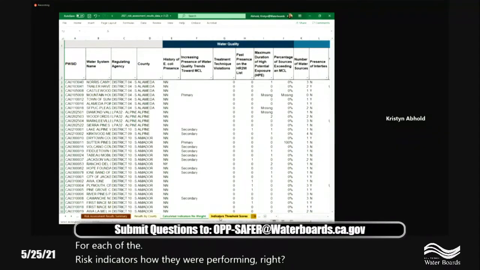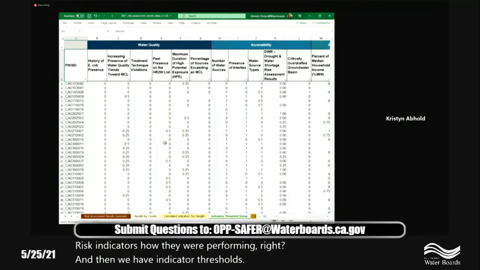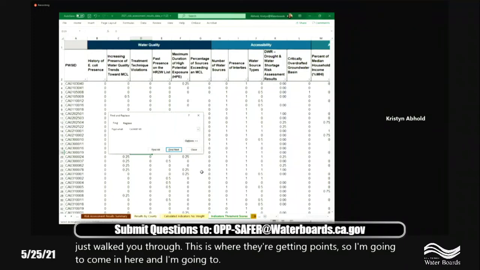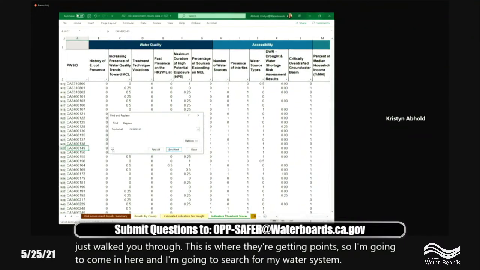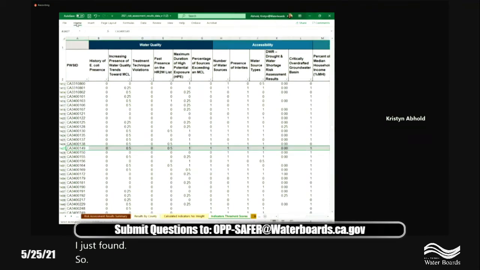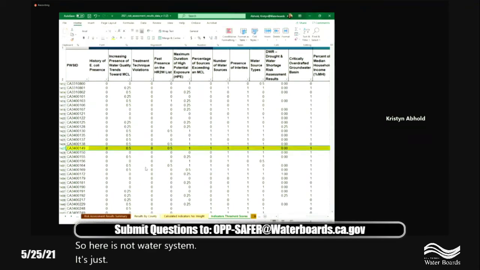And then we have indicator threshold scores. So all of those scores that I just walked you through, this is where they're getting points. So I'm going to come in here and search for my water system that I just found. So here's that water system. Let's just make it yellow.